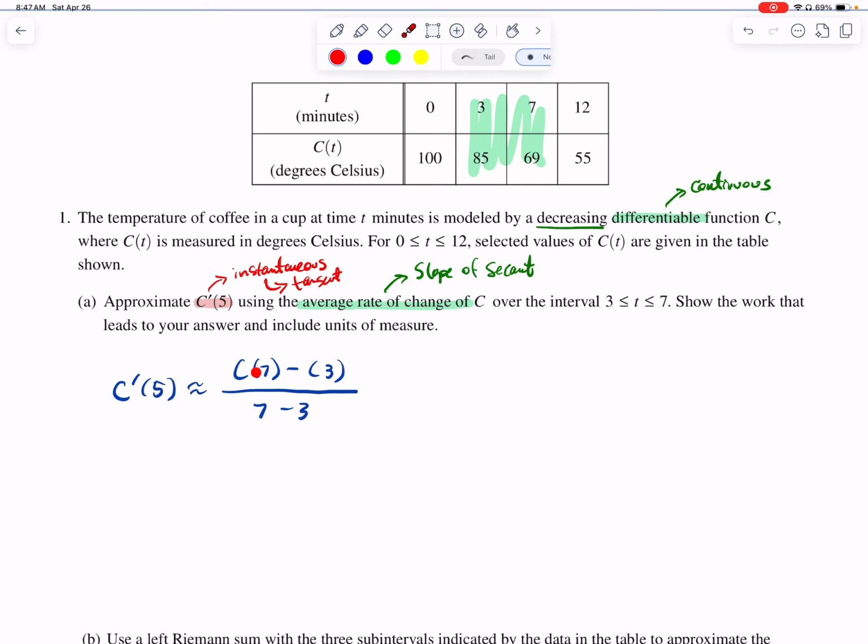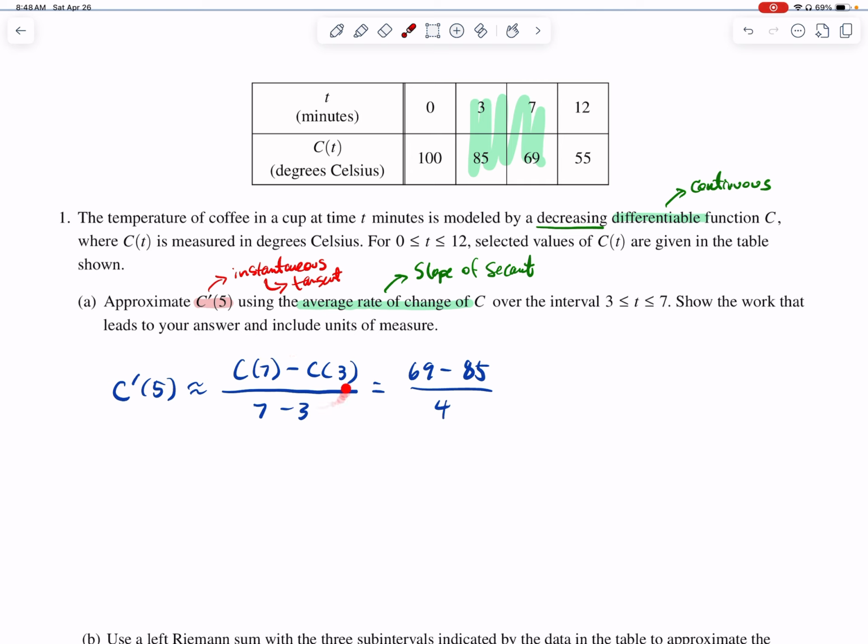Now, do you have to put the function like this, like the C of 7? No, you don't. You can just evaluate it. The C of 7 is 69 minus this 85, the C of 3, and then this is over 4.